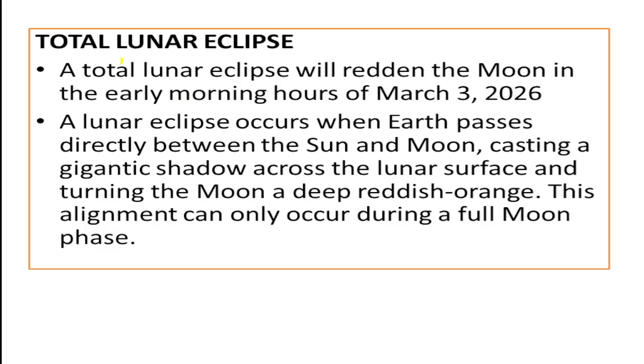Next, total lunar eclipse. Recently a total lunar eclipse, where the reddened moon was observed, occurred on March 3, 2026. Okay, now it occurs when Earth passes directly between the Sun and the Moon, casting a gigantic shadow across the lunar surface, right? And turning the moon a deep reddish orange color. This alignment occurs during the full moon phase. Okay.